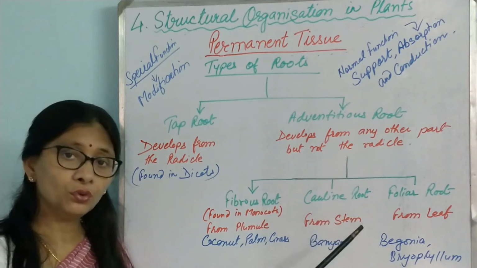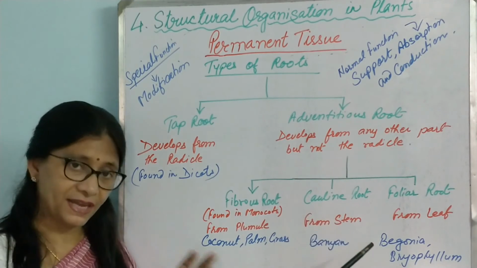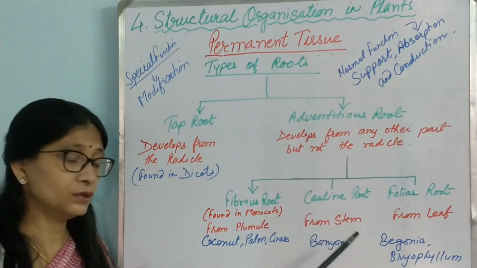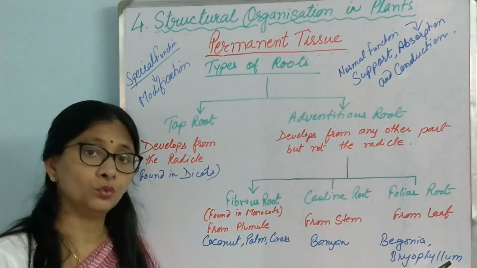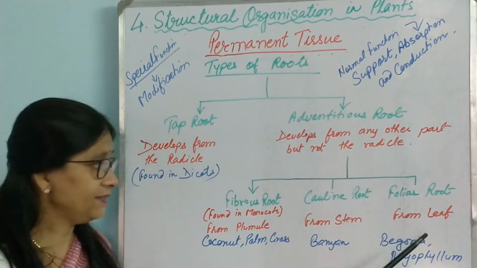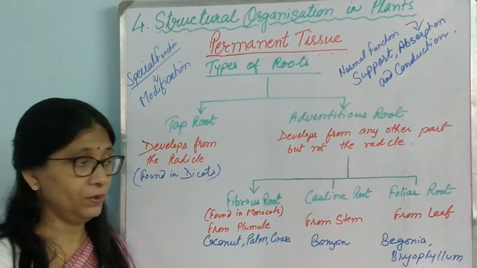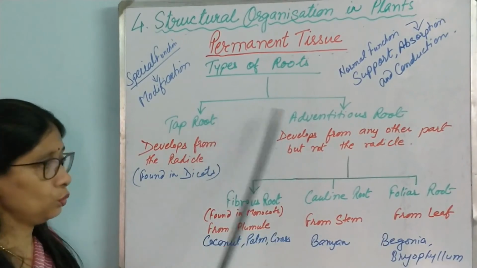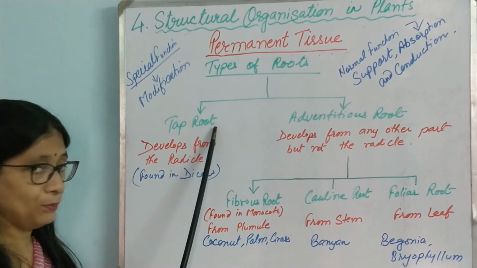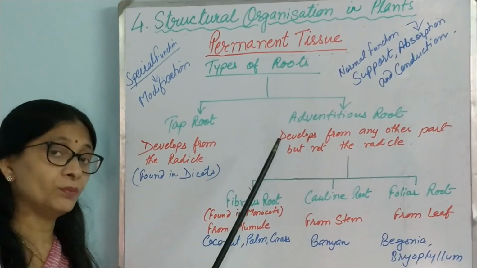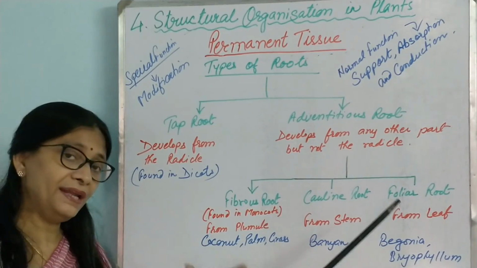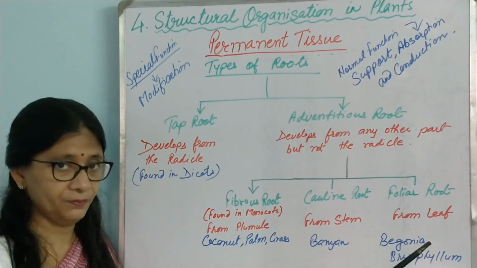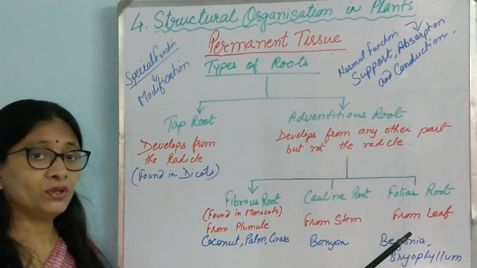They can be caulines roots, which come out from the stem, nodes and internodes, like in banyan. Then they can be foliar roots, which come out from the leaf, as in begonia and bryophyllum. So roots are of two types. First, taproot, which originates from the radicle, and the second is adventitious root, which originates from any position other than the radicle.